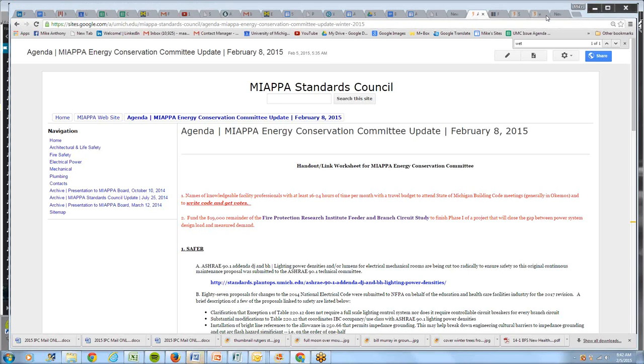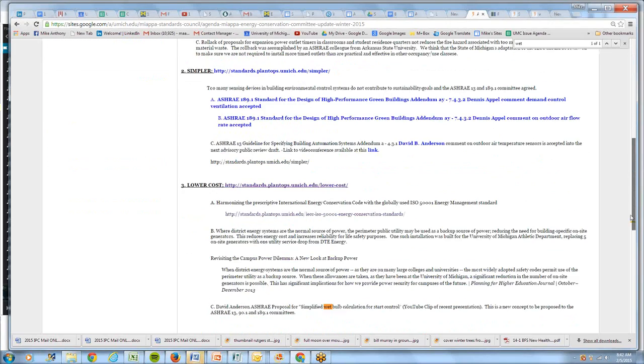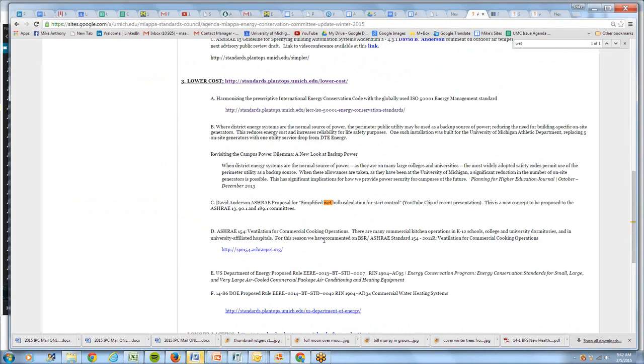I'd like to introduce you to my colleagues at the MIAPPA Energy Conservation Committee. This is item number 3C on our agenda. I think either Rich Robin or Steve Hawkwart will be presenting this, but Dave has an idea for a simplified wet bulb calculation for start control.